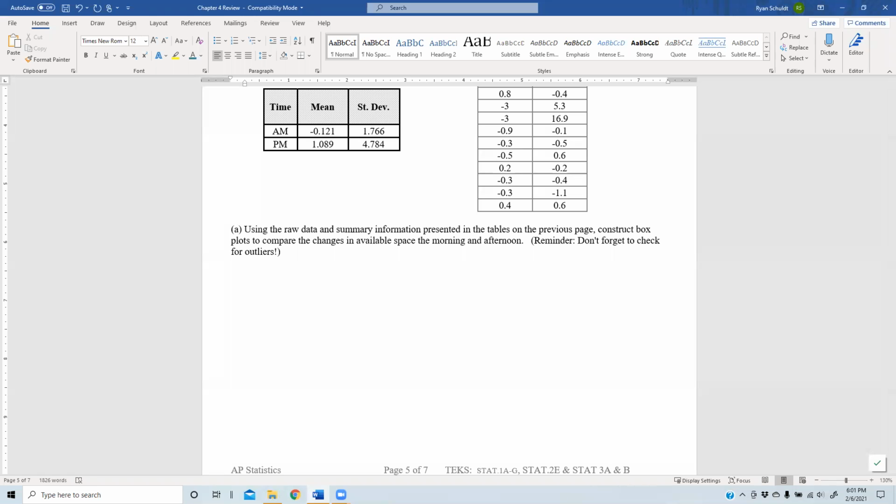A asks us to use the raw data and summary information presented in the tables and construct box plots to compare the changes in available space in morning and afternoon. Reminder, don't forget to check for outliers. So based on just that reminder, this tells us we need to do a modified box plot. We need to do a box plot that marks the outliers.